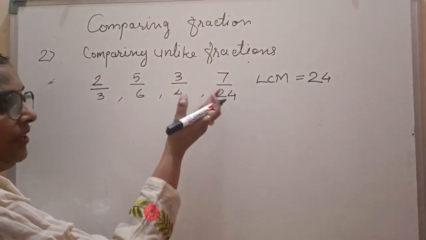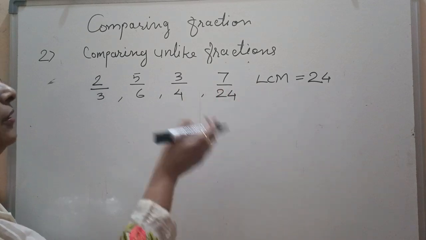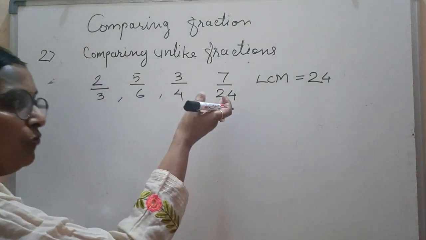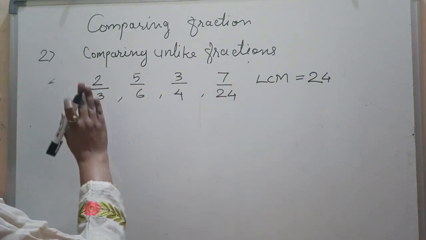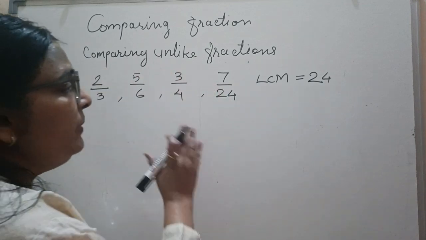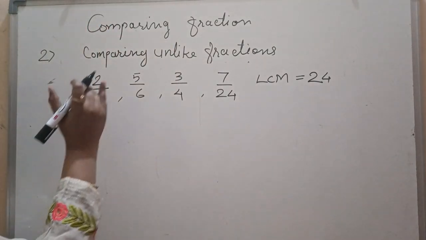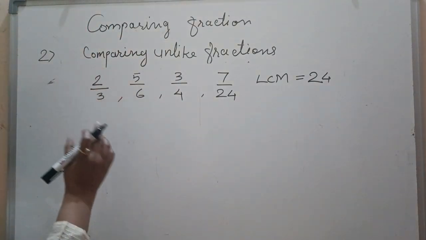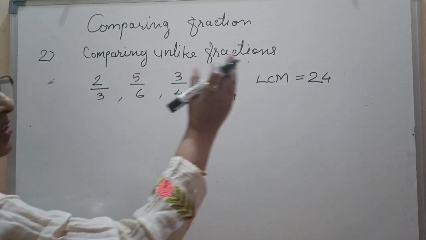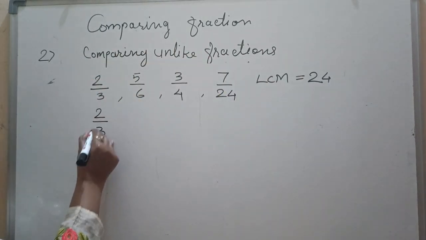Why? Because of course it lies in the 24 table, 24 ones. It lies in the 4 table, in the 6 table as well as in the 3 table. So what will be the LCM here? 24. Now all these fractions you have to change to denominator 24. So first I am taking 2 by 3.